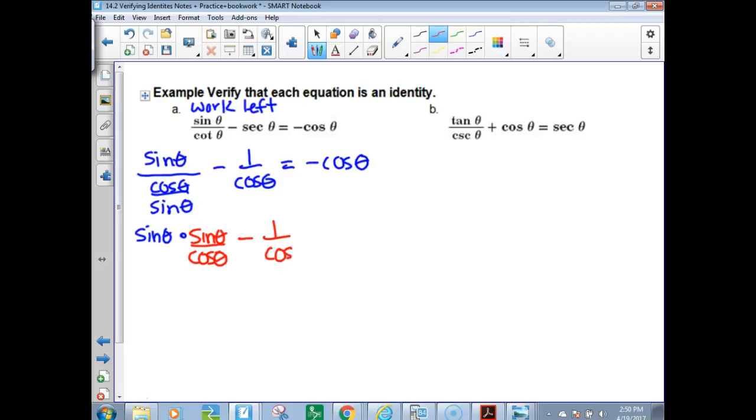Okay. So this is where I'm at right now. If I multiply the sine times the sine over the cosine, I get sine squared over cosine. So I got sine squared theta. They both are going to have the same denominator, so let's go ahead and combine the fractions. It's subtraction. It'll be sine squared minus 1 on top, and then the denominator is cosine theta.